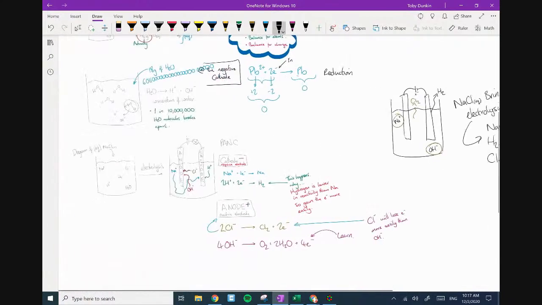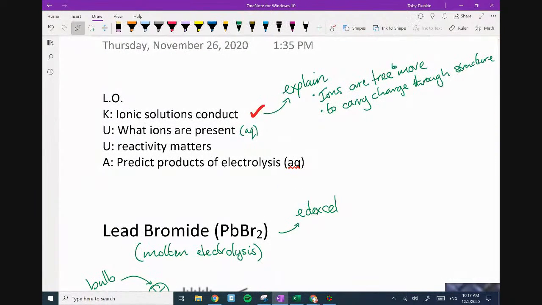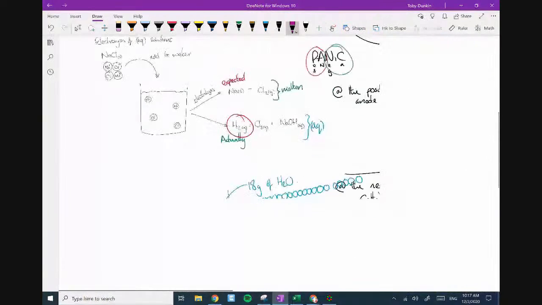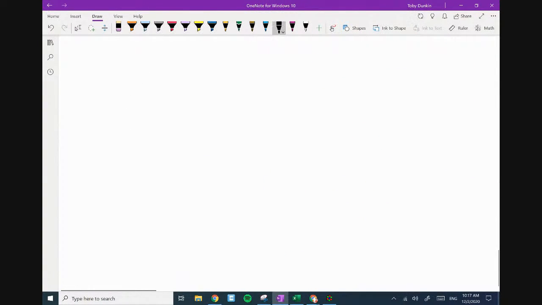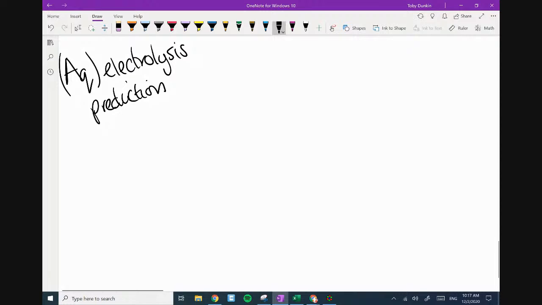So what I want to do now, I'm going to go back to my learning objectives because I'm coming to the end of my lesson. What ions are present? We've done that now. Reactivity matters. We get that now as well. We're now up to the last bit, predicting products. So let's do a whole load of aqueous electrolysis predictions. These are only for aqueous. I just want to do aqueous.